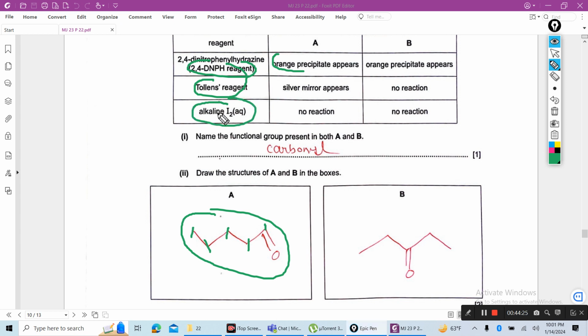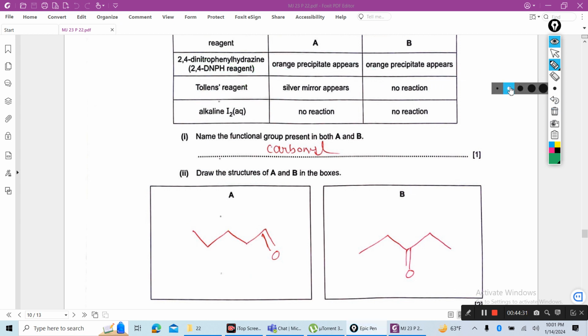iodine, the iodoform test. Now B gives an orange precipitate with 2,4-dinitrophenylhydrazine, that means this is a carbonyl compound. So this is 3-pentanone, 1, 2, 3, 4, 5.